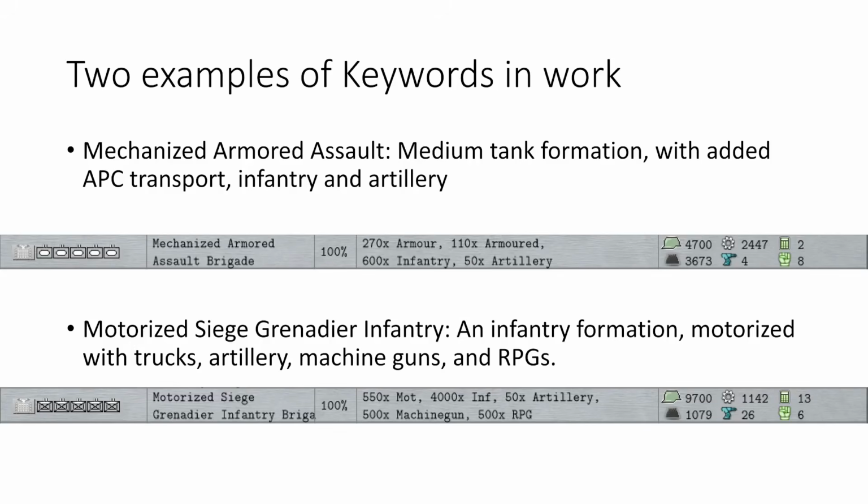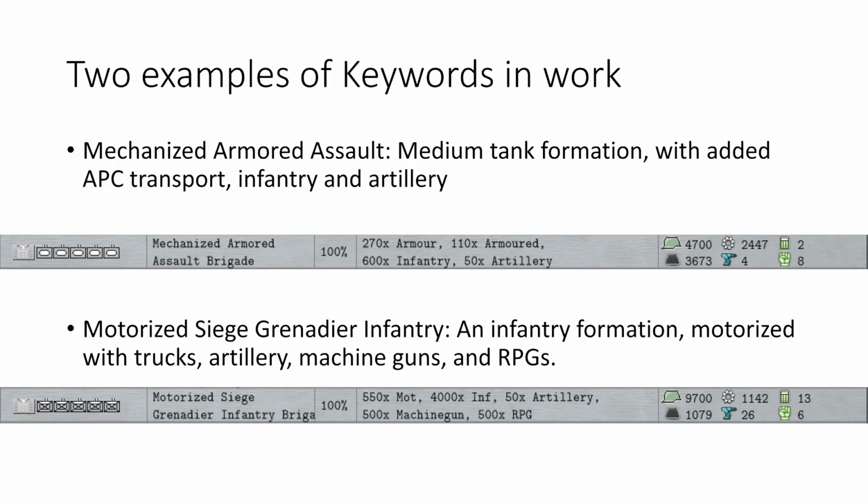So here are two examples of the keywords in action. We have mechanized armored assault. So mechanized means that we're going to get APCs. Armored is actually the keyword for medium tanks or assault guns. Infantry and artillery is the result from the assault there. So it says mechanized, armored, assault. Assault meaning we're going to have infantry and artillery. Mechanized means it's going to have APC transport. And this is a tank unit, so armored is telling us the size of the tank. And that's basically what it looks like for the brigade size.